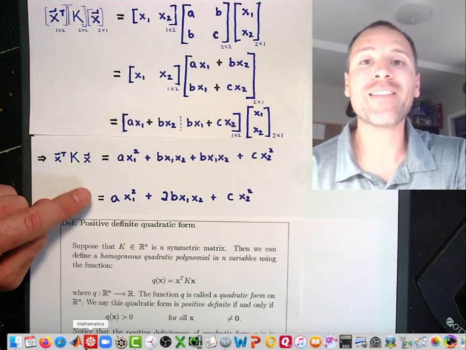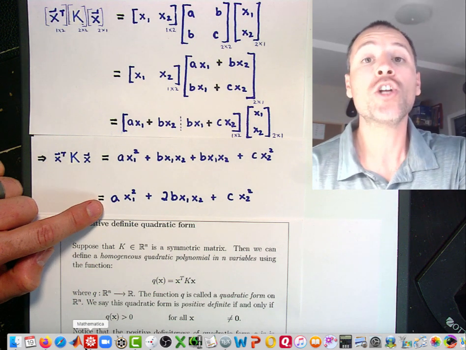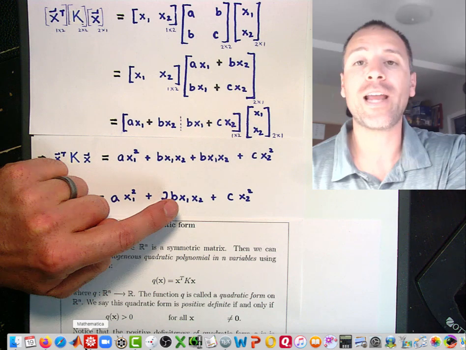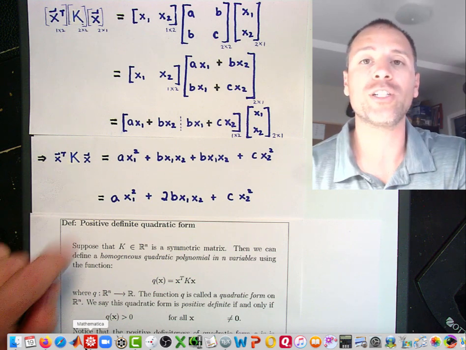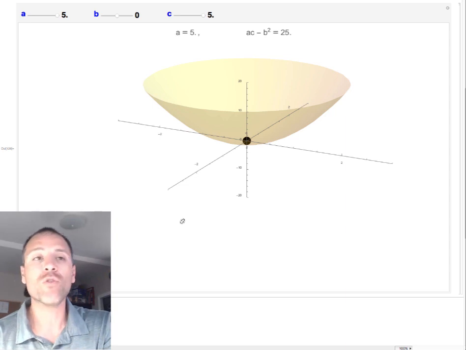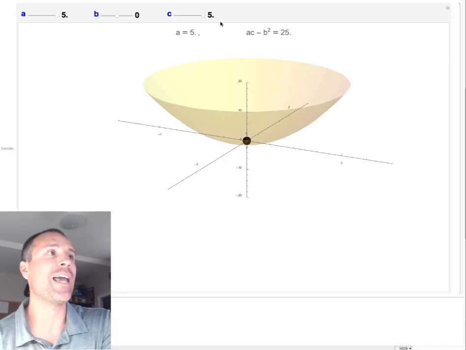In our 2x2 case, we're saying that the quadratic form associated with our symmetric matrix K can be written as a two-variable quadratic function, ax1 squared plus 2bx1x2 plus cx2 squared, where variables x1 and x2 are the individual entries of x. I do want to give a shout out to those of you that have taken multivariable calculus. If you remember the concept of a multivariable function and the corresponding quadratic surfaces, I'm going to claim that we can actually control the values of a, b, and c, and those things end up producing a quadratic surface.